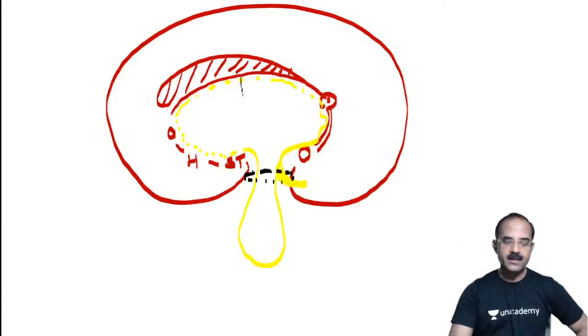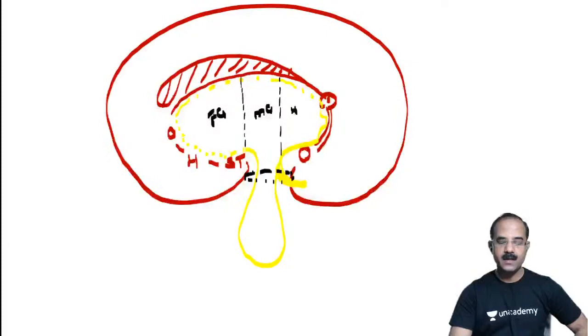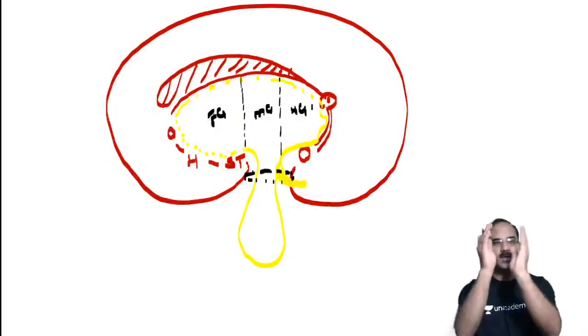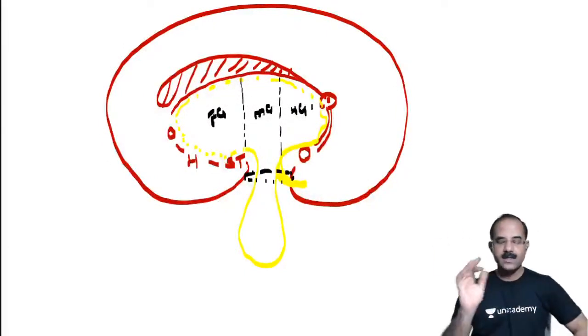Now we divide this GIT into three parts. What is this in front? Foregut. What is this in between? That's the midgut. And what's this behind? Hindgut. So foregut, midgut, and hindgut, right? So that's how the GIT is.